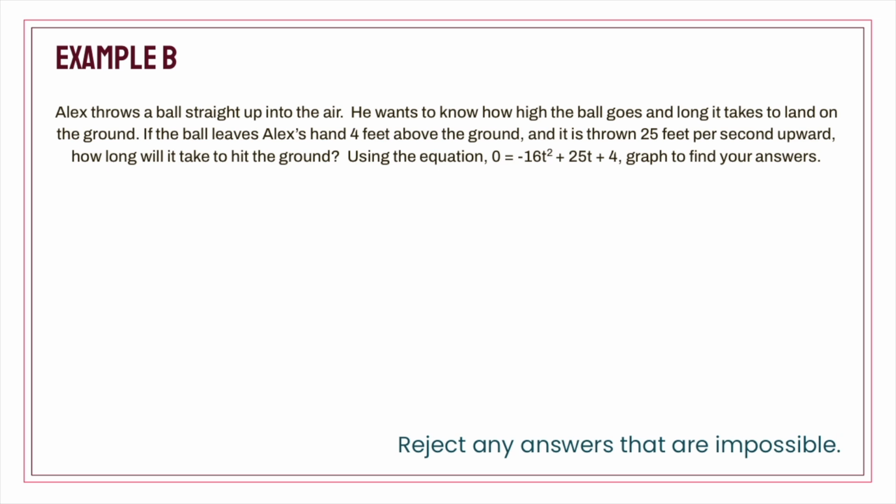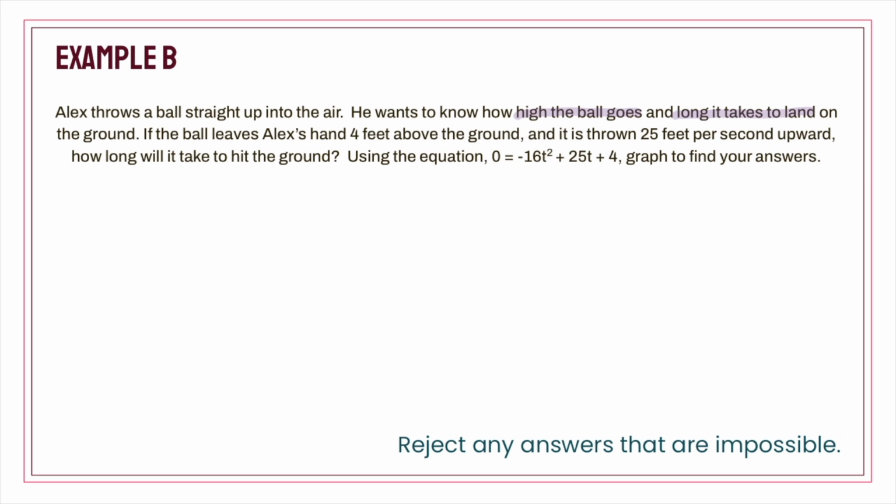And we're using this equation, 0 equals negative 16t squared plus 25t plus 4. And we're going to graph to find our answers. So first we're going to get out the important information that we want here. We want to know how long the ball, or how high the ball goes, and how long it takes it to land. So we want 2 important pieces of information.